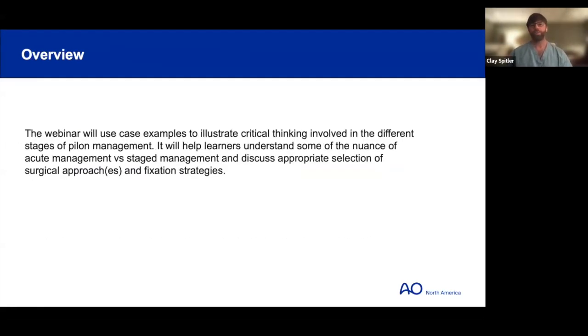An overview, and then we'll dive right in. I think we want to use case examples to illustrate some of the critical thinking skills involved in taking care of the different stages of Pilon fractures and understand some of the nuance in the acute versus staged management, as well as implant selection and surgical approaches.